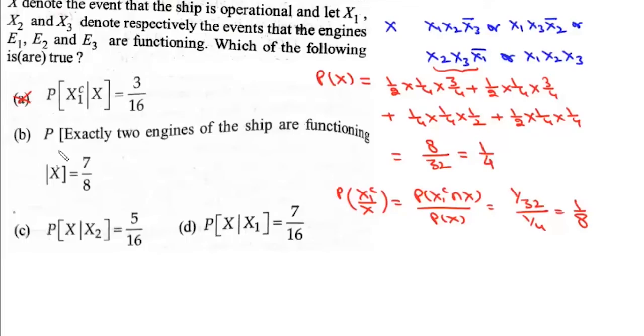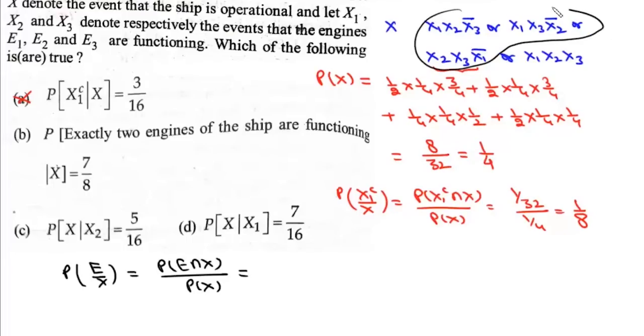Now this option B is probability exactly 2 engines of the ship are functioning provided it is running. So probability of E by X will be probability of E intersection X upon probability of X. Now if 2 of them are running, it will be this probability for these 3 cases, which is 7 by 32 upon 8 by 32. So this probability will be simply 7 by 8. That means this option B is correct.